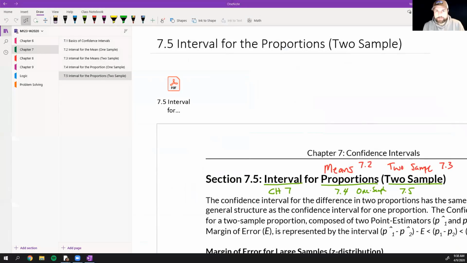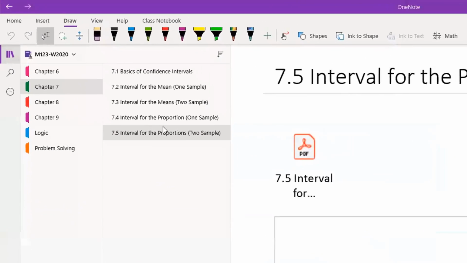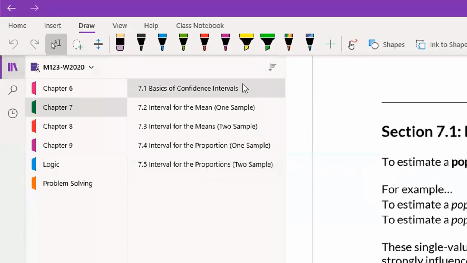If you take a look at what we did in chapter 7, you can see that we started out with the basics of confidence intervals, right? Like what is a confidence interval, margin of error, that kind of stuff. And then we looked at 4 different types of applications to the confidence interval.